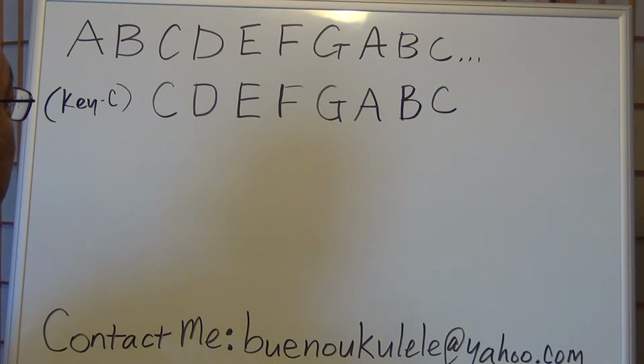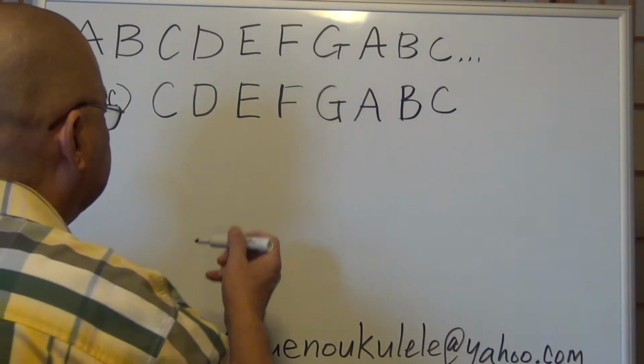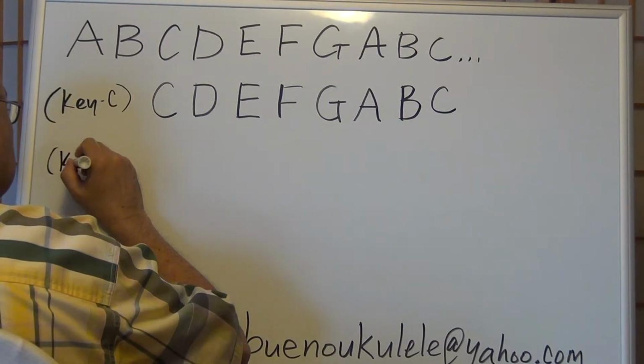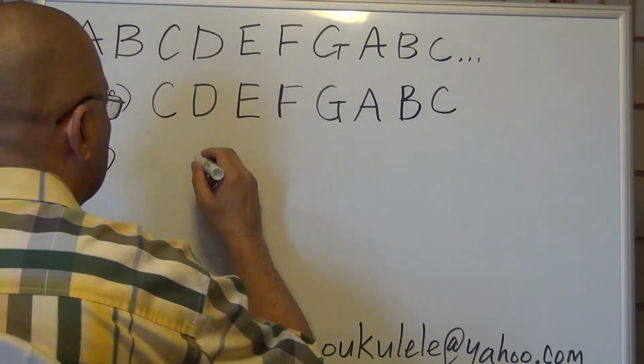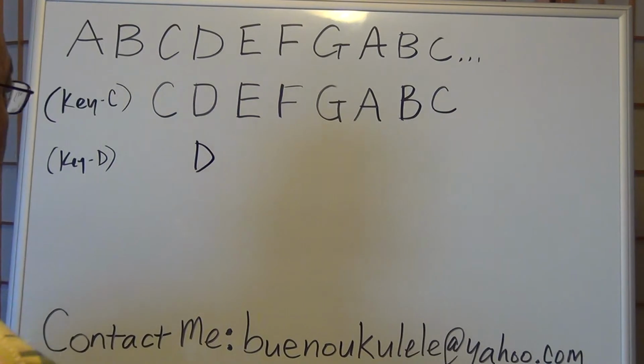So let's say we pick another letter. Okay, let's say we pick the letter D, the key of D. So now we're in the key of D. I'm starting here. It's the key of D.